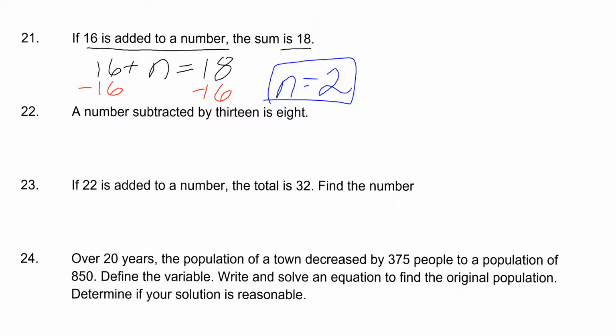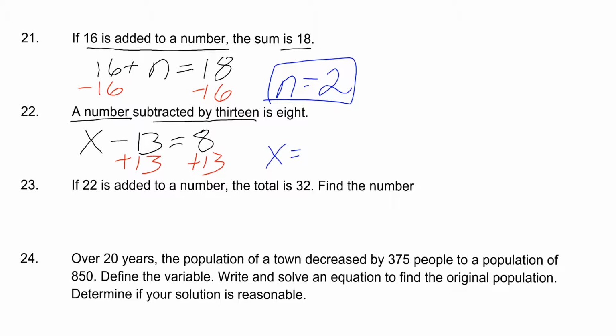Alright? Now, a number subtracted by 13 is 8. So, a number, that's x, subtracted by 13, is equal to 8. Now we're going to add 13 to both sides, and that's going to be x equals, let's see, 13 plus 8 is 21. And 21 minus 13 is in fact 8, and we can check it. So it's not that hard.